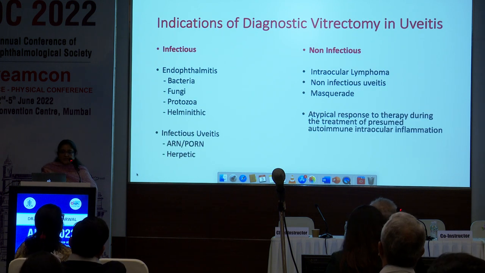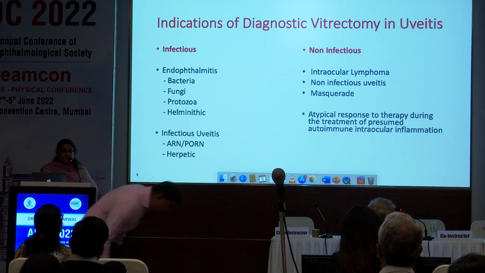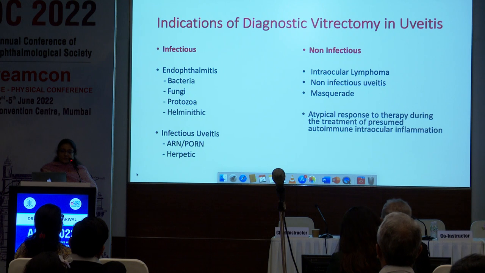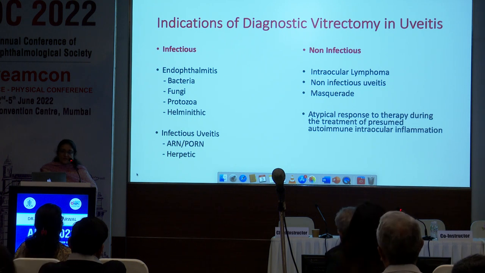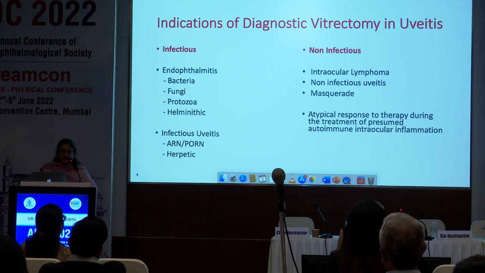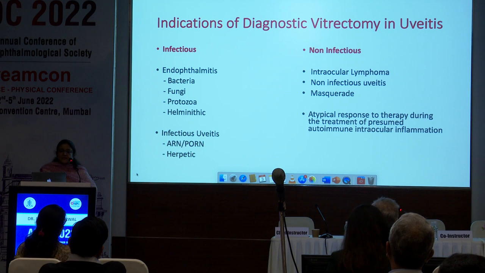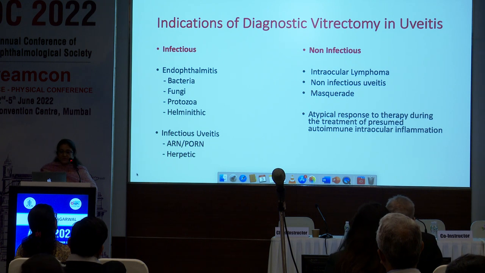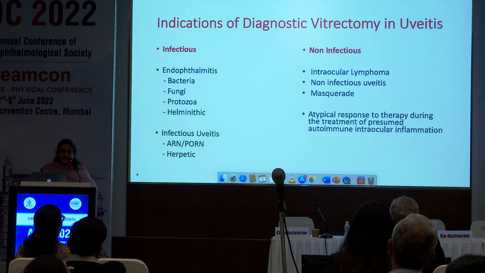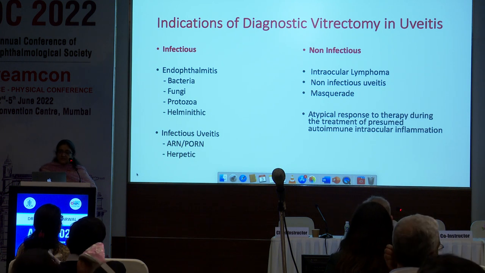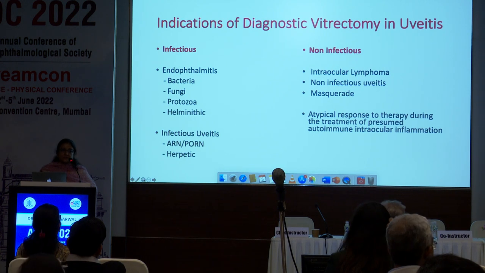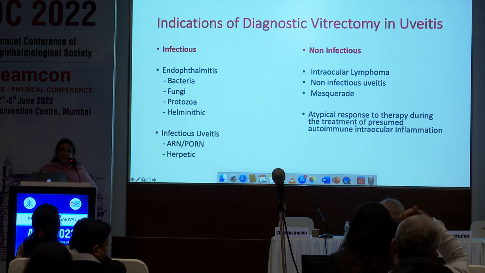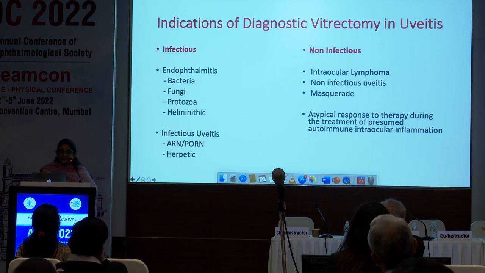As far as the indications of a diagnostic vitrectomy in uveitis are concerned, you can have both infectious and non-infectious etiologies. Infectious, of course, the most important being endophthalmitis because of various organisms. We can also have indications like viral retinitis where you are a little lost with the diagnosis. As far as non-infectious is concerned, we can have intraocular lymphoma. Again, that is a great mimicker, and we are often not able to diagnose, and sometimes we have to plunge into doing a diagnostic vitrectomy. Any kind of non-infectious uveitis, and of course, very important again are the masquerades. Or any patient who is showing an atypical response to the clinical diagnosis that you've made and the management that you are doing, and if the patient is not showing the response that you were expecting, then probably it's time to intervene and do an interventional diagnostic procedure.